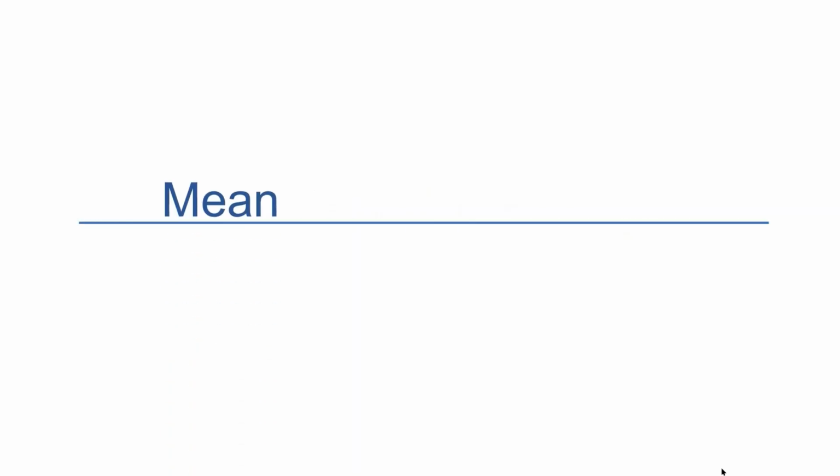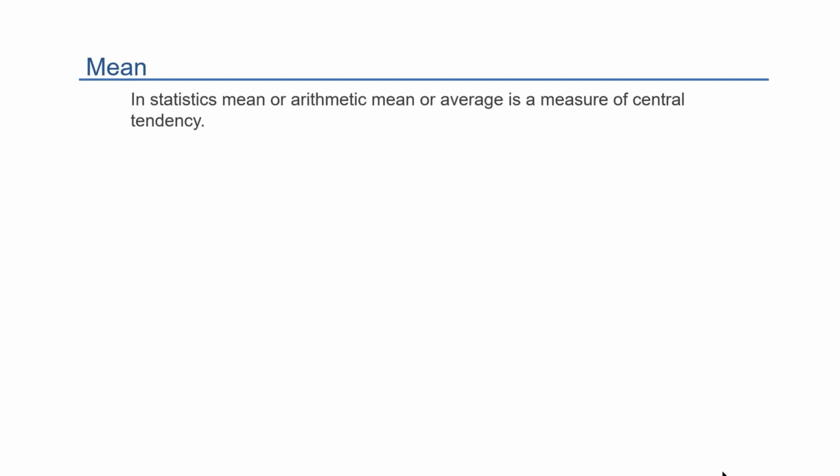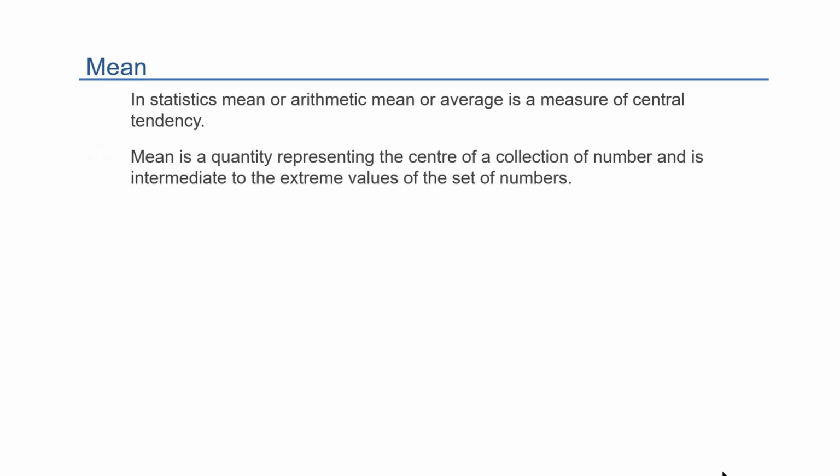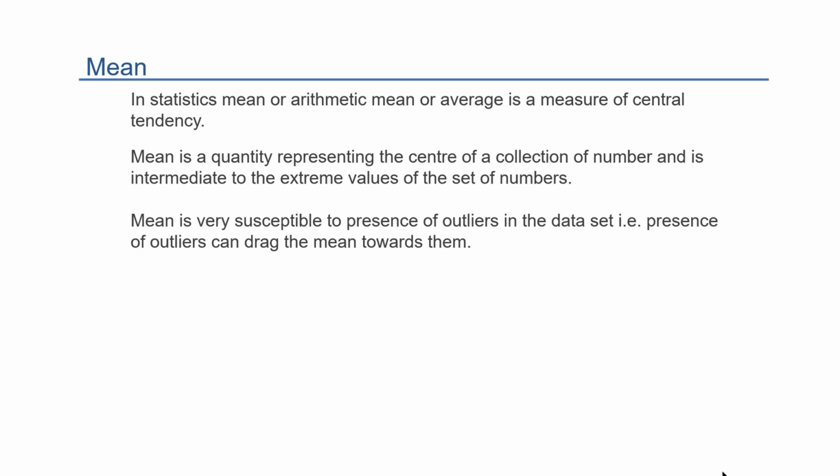Hello everyone. In this video we are going to discuss the basic descriptive stats. The first thing that comes under descriptive statistics is mean. In statistics, mean, which is also known as the average, is a measure of central tendency. Mean is a quantity that represents the center of a collection of numbers, and mean is very susceptible to outliers present in the data set.